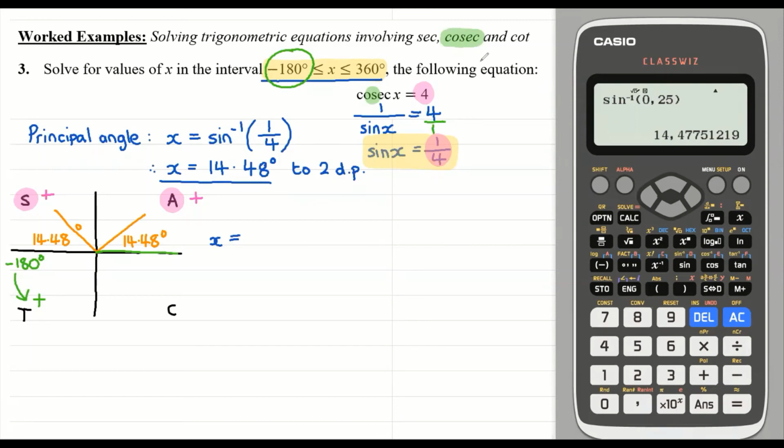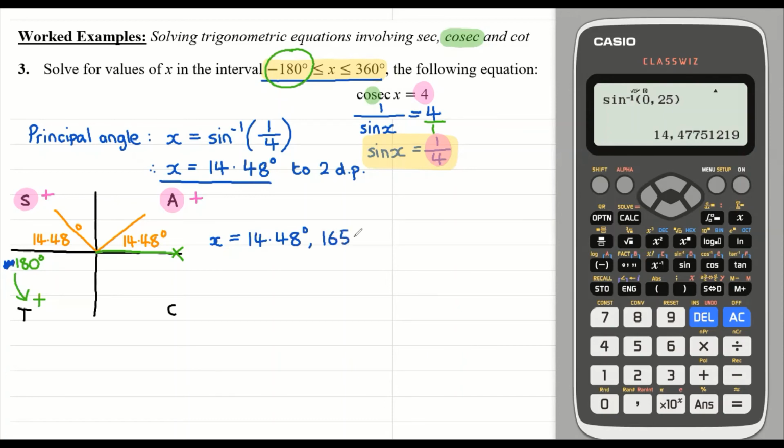So I can just simply say, okay, well, x is going to be the first angle I get to. I get to 0 here, and I've got no angles. So my first angle is, of course, just going to be 14.48 degrees. And then the next angle is going to be 14.48 less than 180 degrees. Okay, so we're now not at the negative 180. Now we're at 180 because we've done a full turn.